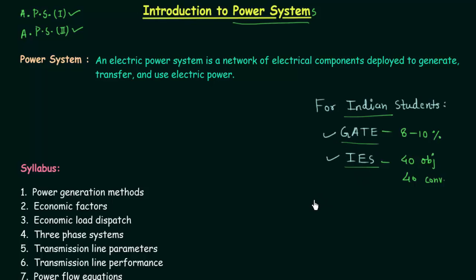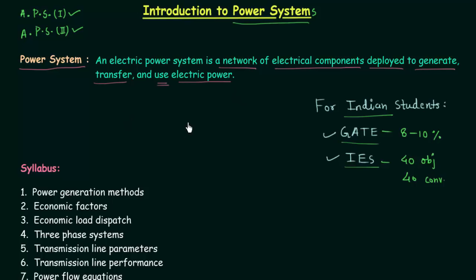And now we will start the subject. We will start the introduction to power system. The first question that comes to our mind is, what is power system? So first I will read the definition, then I will explain it. An electric power system is a network of electrical components deployed to generate, transfer, and use electric power.